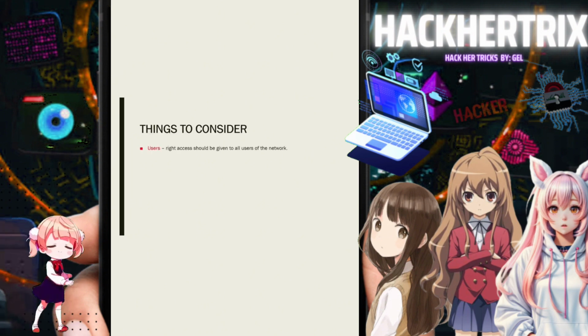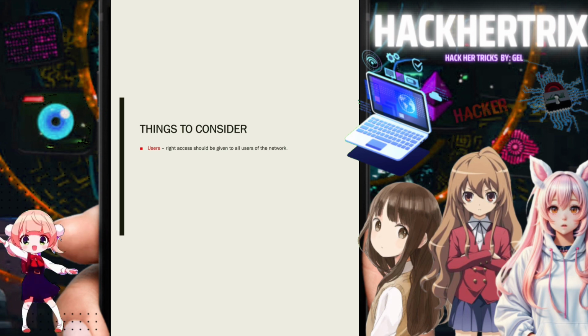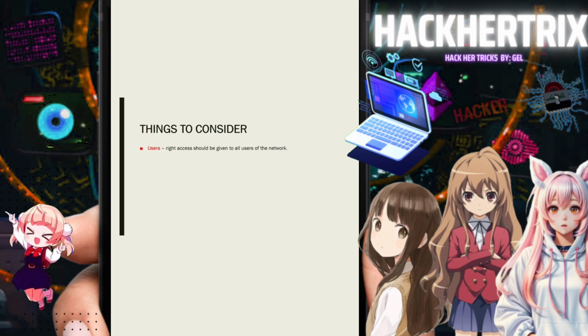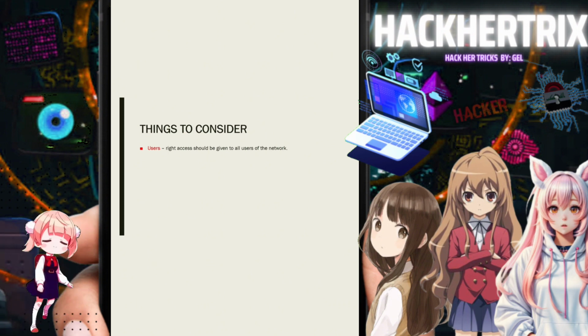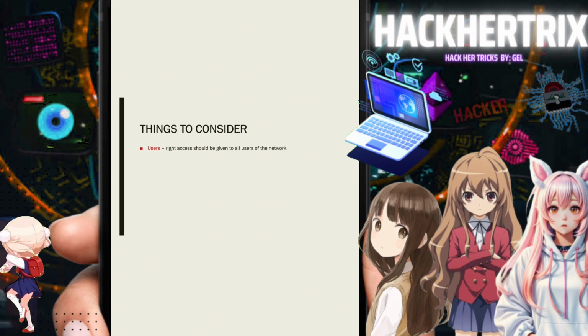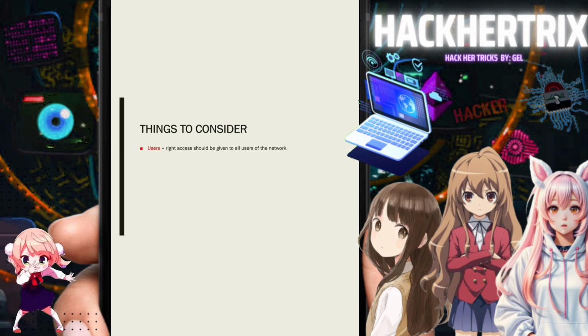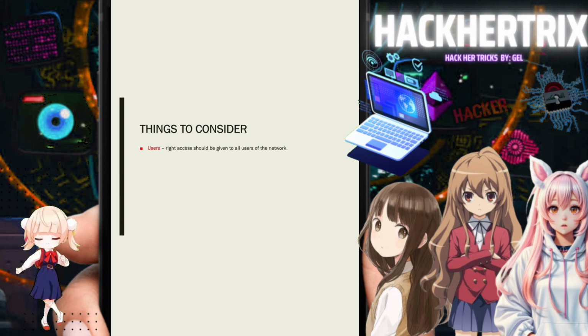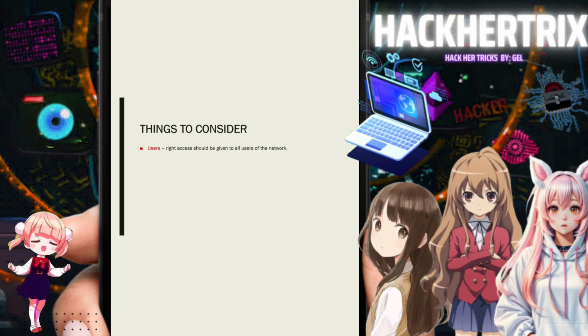Things to consider, pagdating sa security, yung users, right access should be given to all users in the network. Sir, kailangan meron tayong user access control. For example, usually ginagawa yun sa Active Directory. Kung meron na kayong server na tinatawag nating Active Directory, doon natin nilalagay kung sino yung administrator, kung sino yung nasa group ng mga sales, kung sino yung group na nasa HR, na accounting, nag-group natin sila doon.